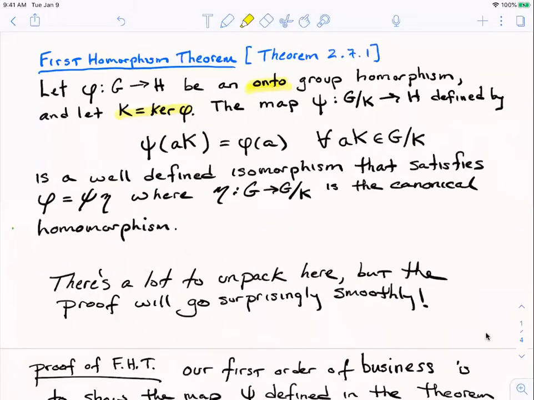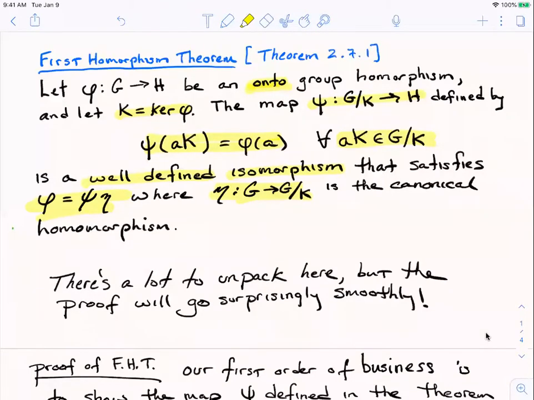The function from G mod K to H that's defined by sending a coset AK to phi of A, for every coset in the factor group, that function is a well-defined group isomorphism, and it satisfies this equation that phi will be the composition of eta and psi, where eta, remember, is our canonical homomorphism, the homomorphism that sends a group element to the coset that contains it. Okay, so that's a lot to unpack.